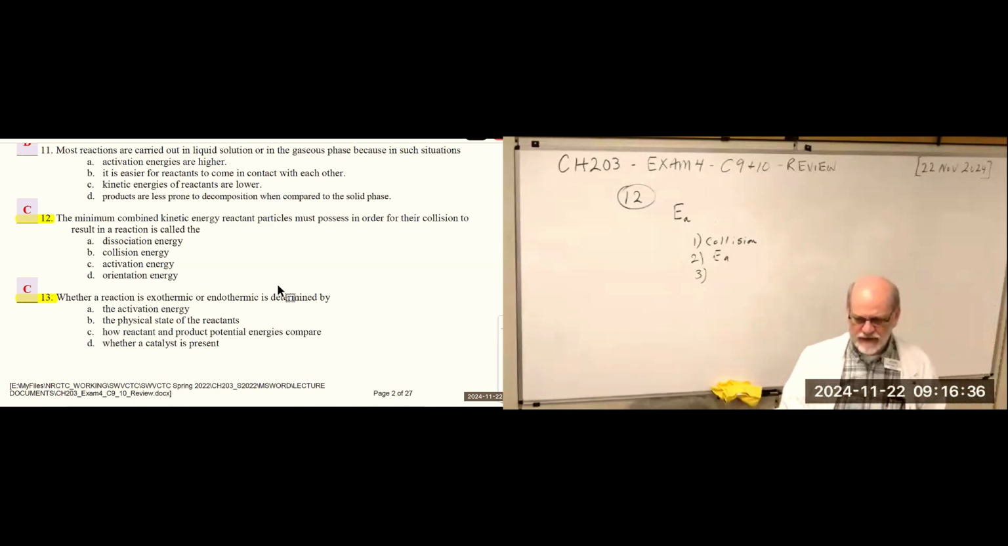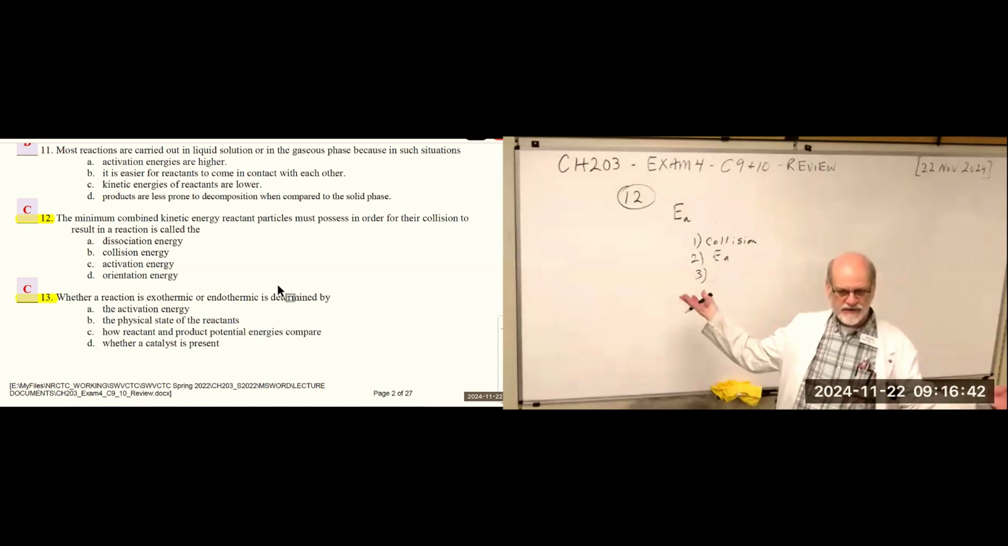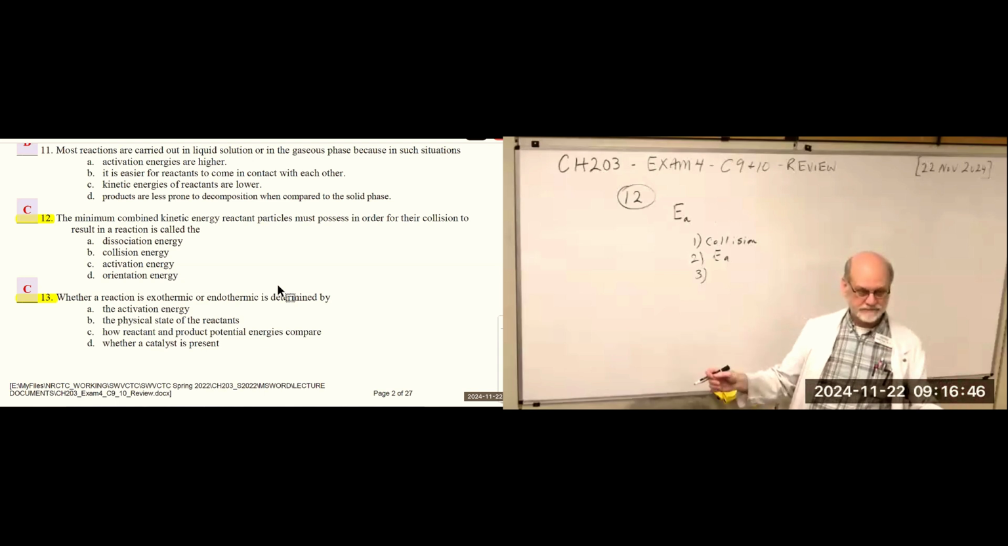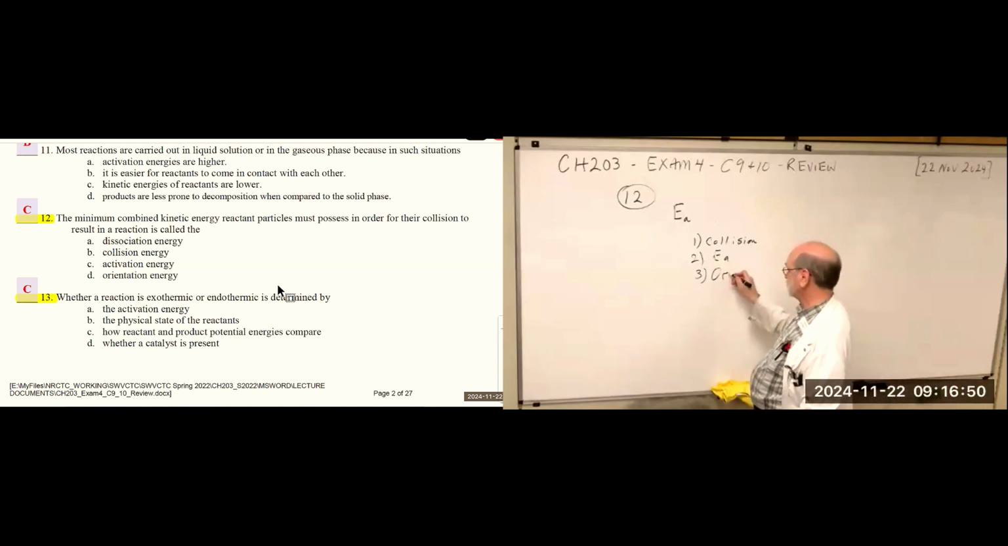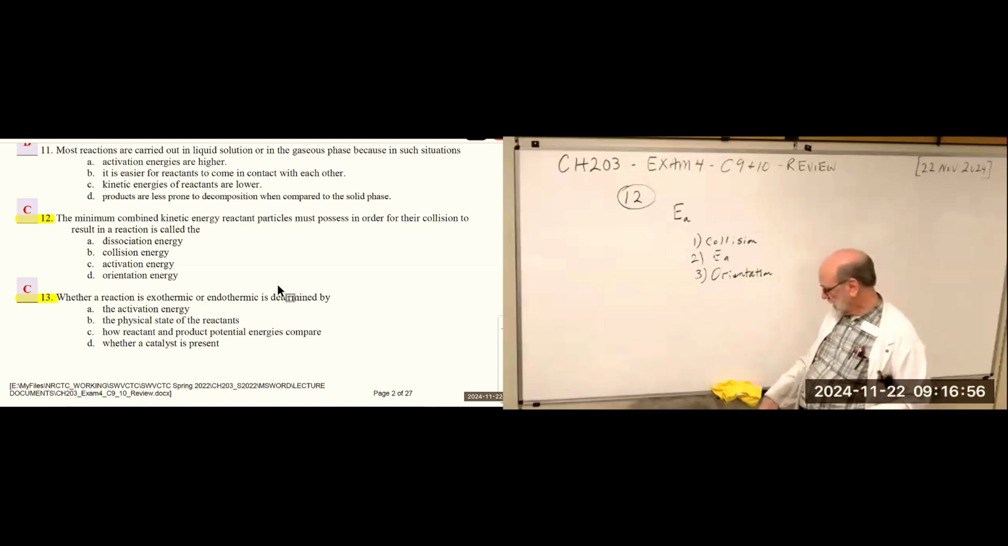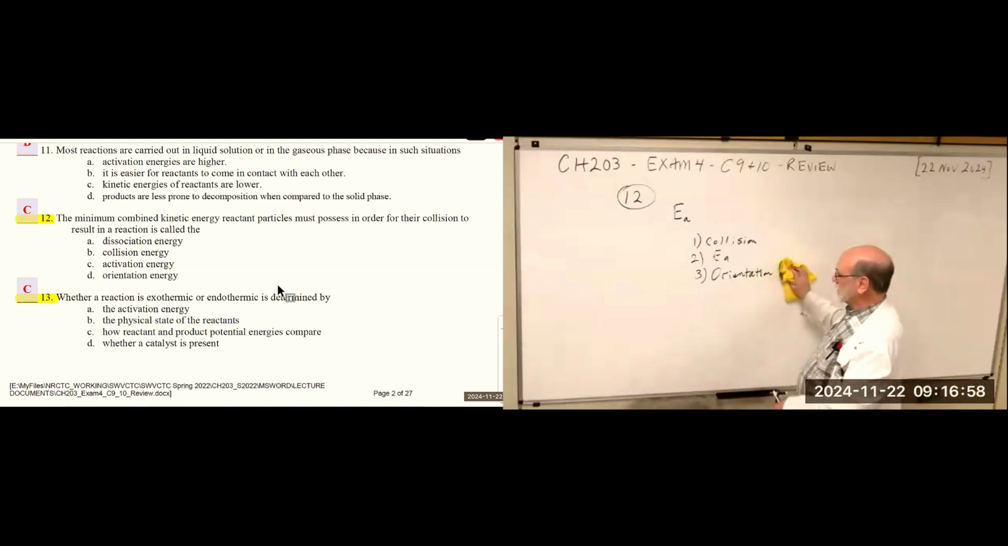What if they collide with enough energy, but their reaction sites are on the opposite sides of the molecules? Right? When they collide, nothing happens. They have to be oriented correctly in order for the reaction to proceed. Those are the 3 postulates for the collision theory of reactions.